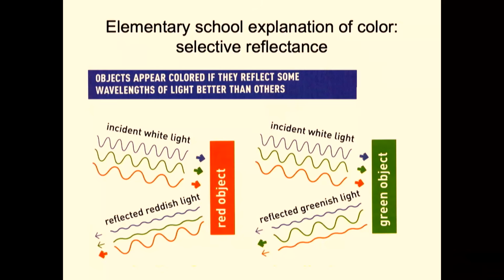So this is the elementary school explanation of color. I call it that because this is what I learned when I was in elementary school. Maybe they have an even more sophisticated version that is popular now. But the elementary school explanation that I got is that objects appear colored if they reflect some wavelengths of light better than others.